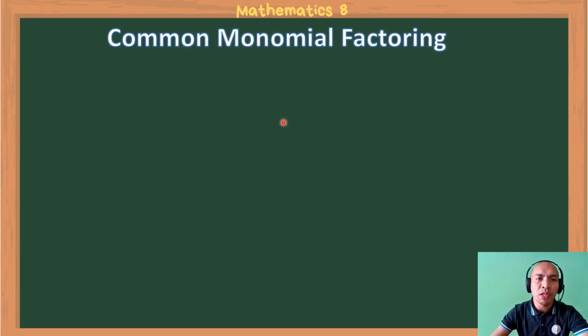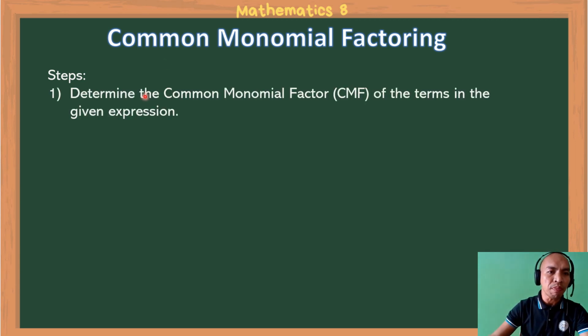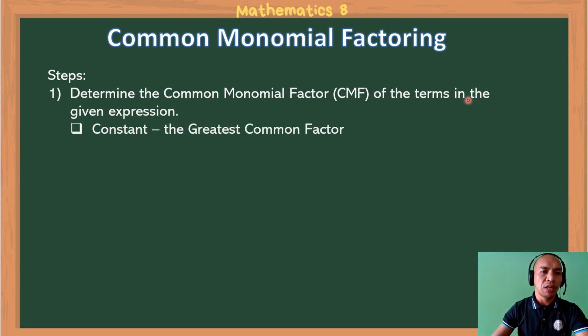So the first lesson we're going to discuss is common monomial factoring. These are the steps in factoring a polynomial by common monomial factoring. First, we're going to determine the common monomial factor, abbreviated as CMF, of the terms in the given expressions.